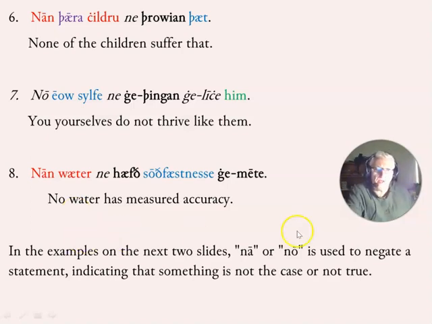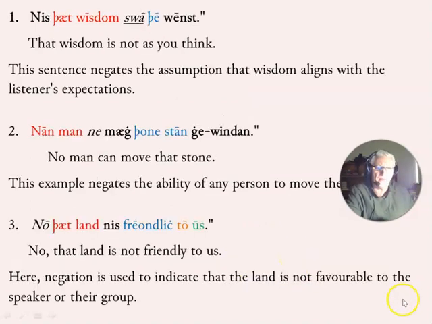Now, in the examples on the next two slides, na or no is used to negate a statement, indicating that something is not the case or not true. So this is negating a statement. Okay, and for that we use na or no. Remember, it's long O, so o, no. Okay, here we go. Nis that wisdom swathe wenst. That wisdom is not as you think. So this sentence negates the assumption that wisdom aligns with the listener's expectations. Okay, it negates the whole statement.